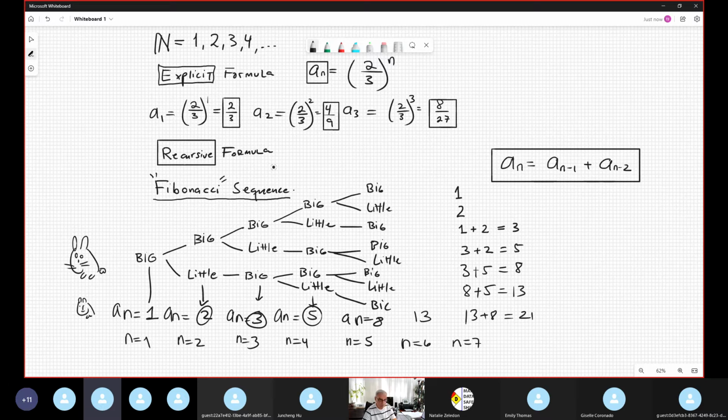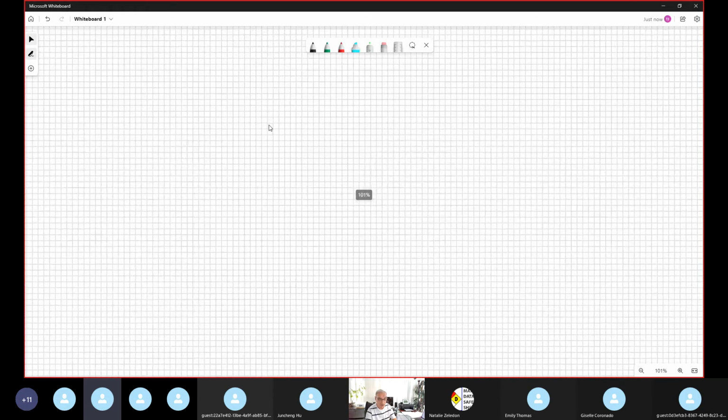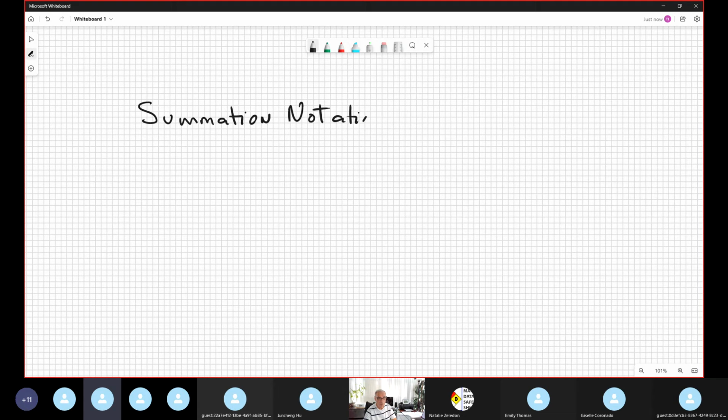Okay, now I want to introduce a new, super interesting topic inside this sequence: summation notation. We will study in detail several properties of this, which are super useful in calculus. Summation notation, what is that?